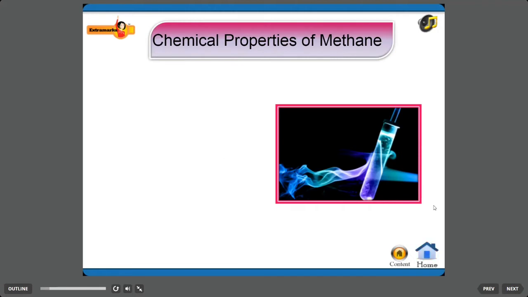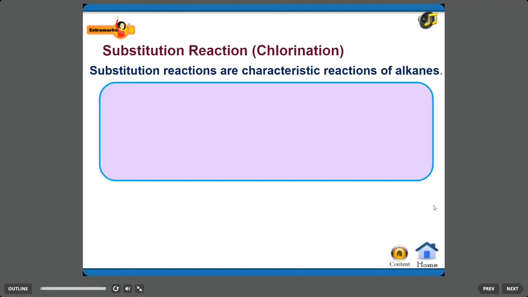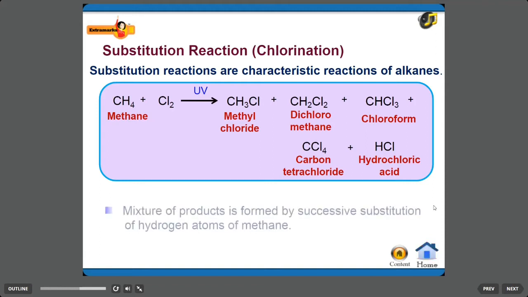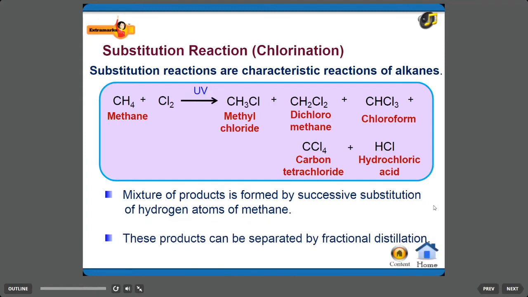Coming up next are the chemical properties of methane, which include substitution reaction, combustion reaction, catalytic oxidation, and cracking or pyrolysis. Now, substitution reactions are characteristic reactions of alkanes. Chlorination is a type of substitution reaction. During the reaction, a mixture of products is formed by successive substitution of hydrogen atoms of methane. These products can be separated by fractional distillation.